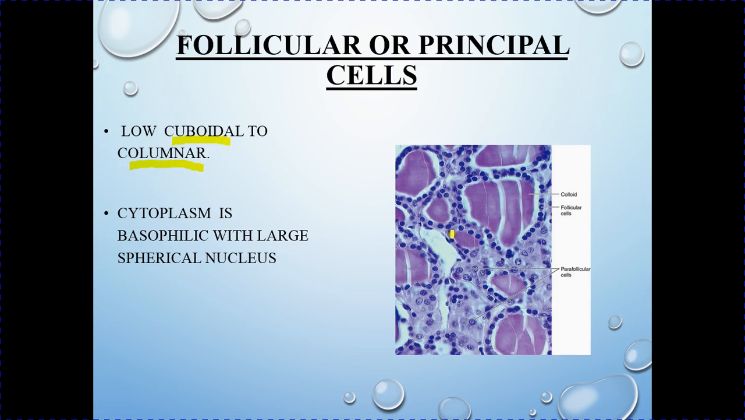If the gland is hypoactive, then the cell shape is low cuboidal, and if the gland is hyperactive or it is actively secreting the hormone, the shape of the cells is columnar. The cytoplasm of the principal cells stains basophilic with a large spherical nucleus. Now you can see that the large spherical nucleus is clearly seen in these cells, while the cytoplasm is basophilic, active in the production of the hormones. The apical surface of these cells has small microvilli.